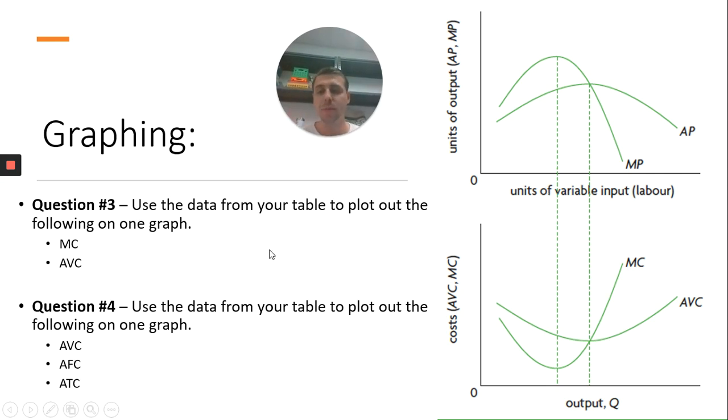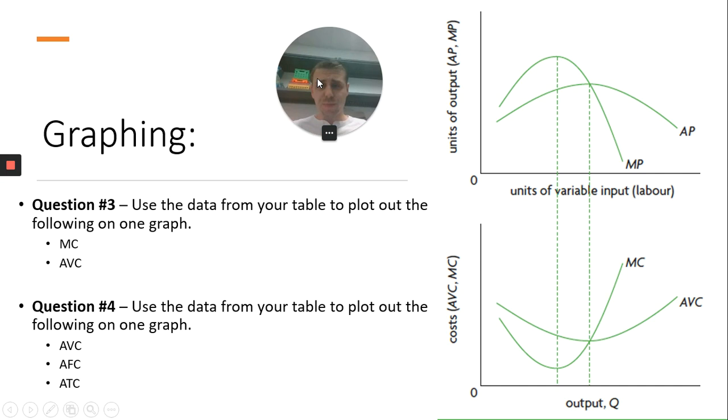And then question 4, you're going to graph your averages, your average variable cost, your average fixed cost, and your average total cost. And that again will be on the axis of output and costs. It will not be on input and output. Okay, we'll deal way more with the comparisons between the two, but for right now, I just want those two graphs. So at the end of this, that should be it.